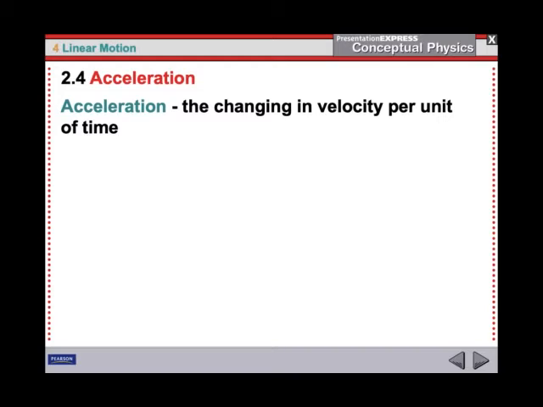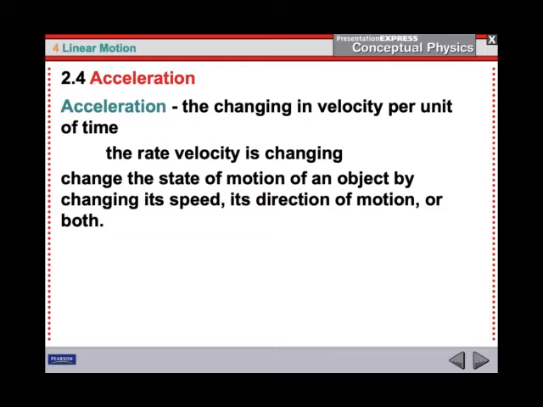So acceleration is the change in velocity per unit of time. Or another way to say it is the rate velocity is changing. But wait a minute. Velocity is the rate distance is covered. Yes, this is one of those weird things in science. It's a rate of a rate. Whoa. Very weird.